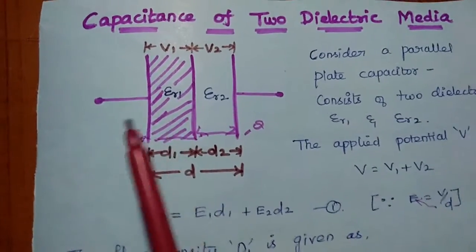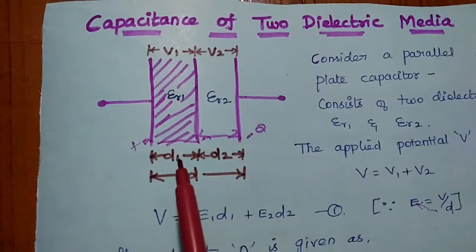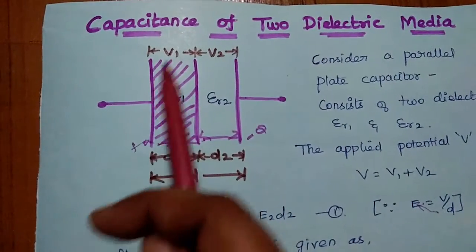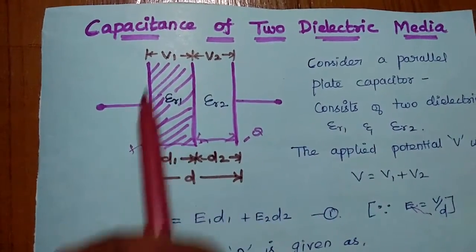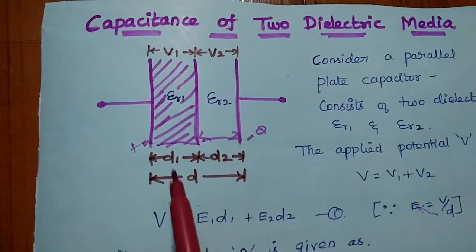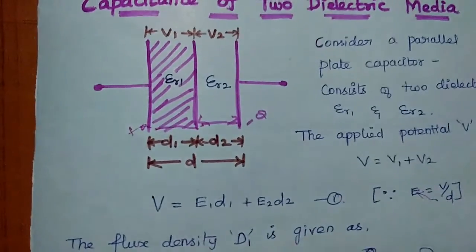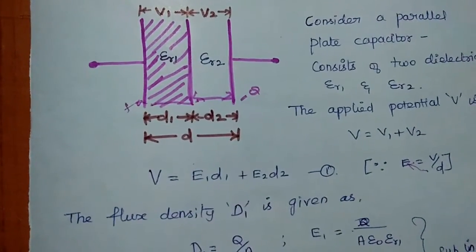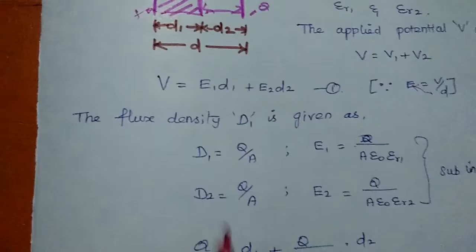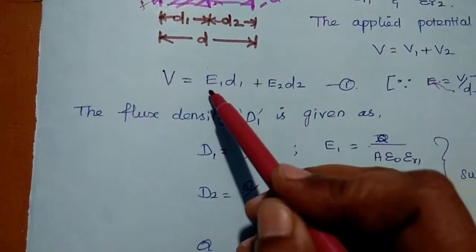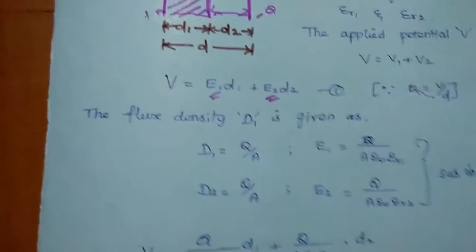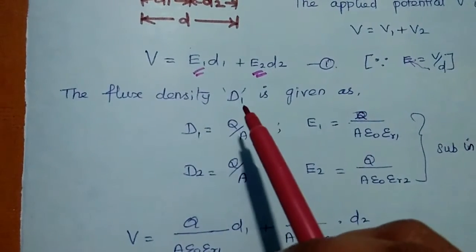V1 is nothing but E1 into D1. V1 is nothing but the electric field intensity within this area into the distance. Okay. So likewise V2 is equal to E2 into D2. So we can consider that is the first equation. So next we are going to find out the value of this E1 and E2. So for that we can consider this.